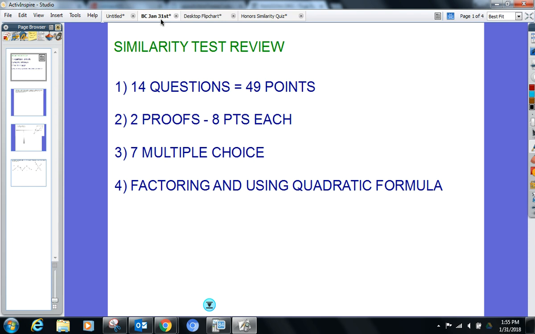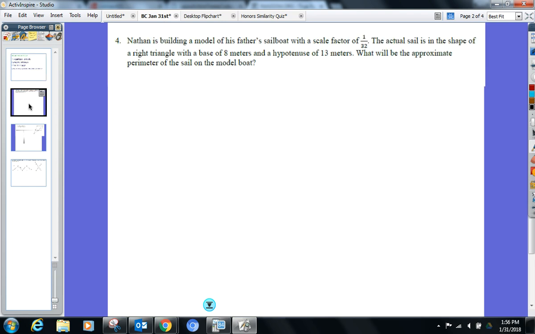Whatever we don't get to, whatever you decide to do on your own, the answer key to the textbook and to the packet are all in the back. I'm going to start out with number 4 on the additional questions that I provided you. Again, have a calculator ready. Check out number 4 and read through it.